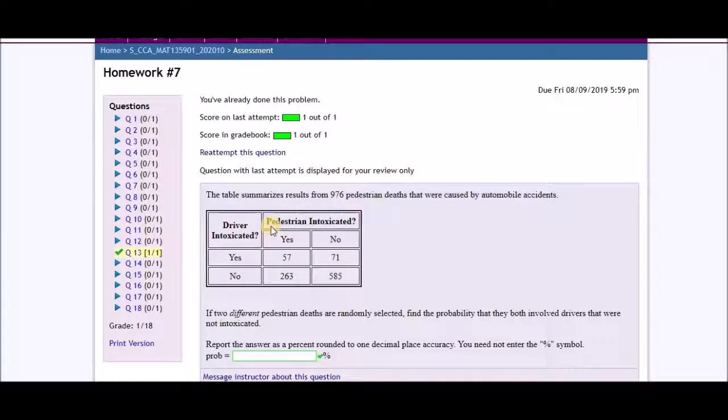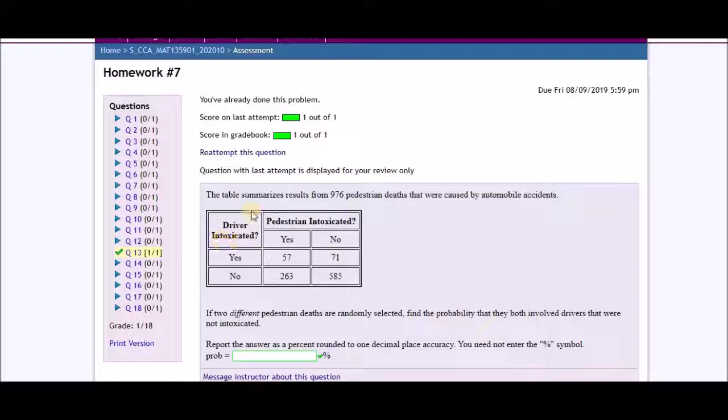So going to the table here, we have 976 pedestrian deaths in total. If you add all of those deaths, it's going to add up to 976 pedestrian deaths. Some of those pedestrian deaths involved pedestrians who are intoxicated, so those are all of the pedestrian deaths that involve pedestrians that are intoxicated. And there are some pedestrians that are not intoxicated. So this column which says no represents all of the pedestrian deaths that involve pedestrians that were not intoxicated.